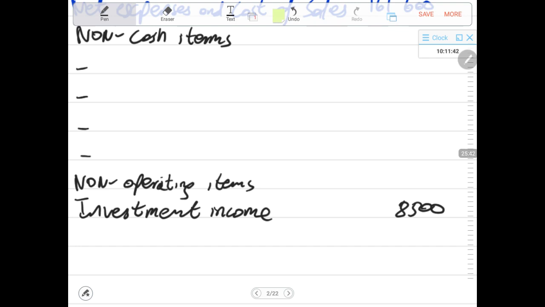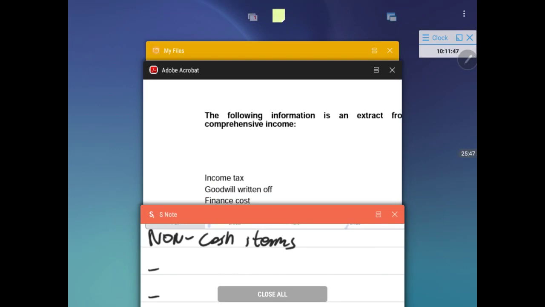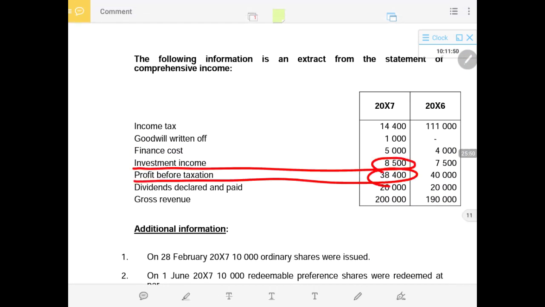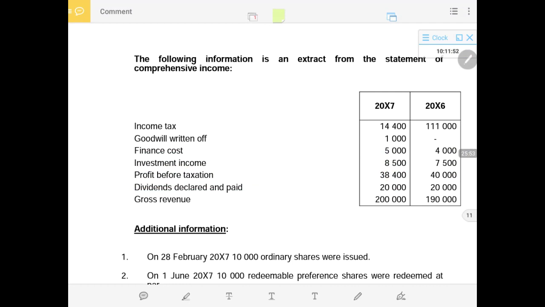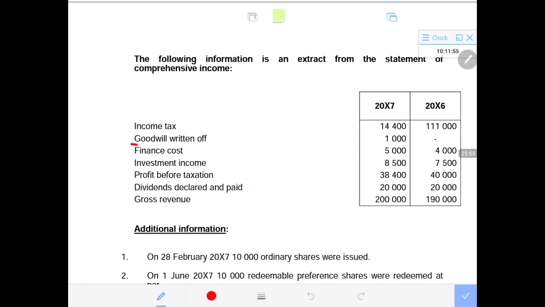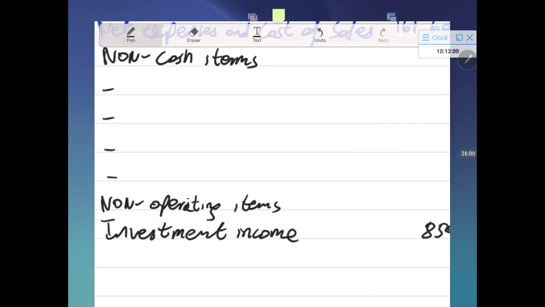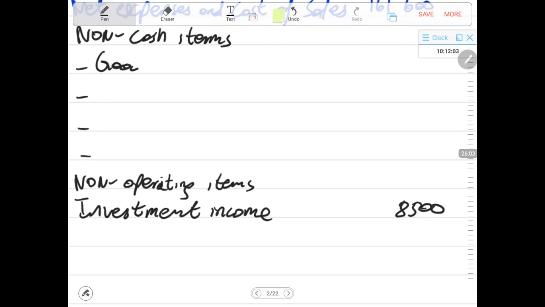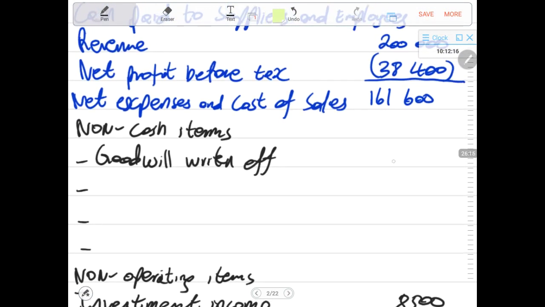And now let me read all the adjustments. As I'm reading the adjustments, I will be recording accordingly. First of all, let me just highlight the goodwill that was written off, which is a non-cash item. Goodwill write-off. Record that goodwill write-off. Now the question is, do we add the goodwill or do we subtract the goodwill in the amount of 1,000?